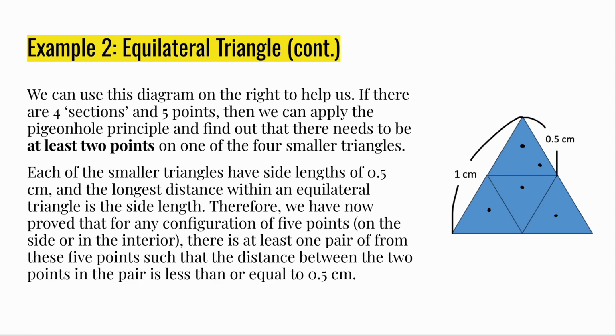There have to be 5 points that are placed across 4 sections, and applying the pigeonhole principle, this leads us to the conclusion that at least one section will contain at least 2 points. Within the smaller triangle with 2 points, the maximum distance is the side length, which is 0.5 centimeters. Using a diagram combined with the pigeonhole principle, we have now proved the statement from the original question.